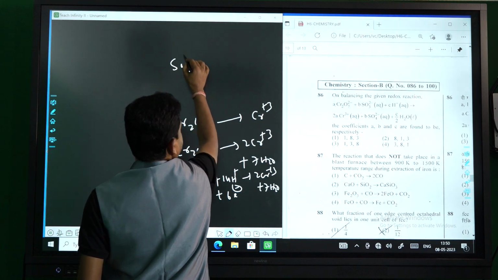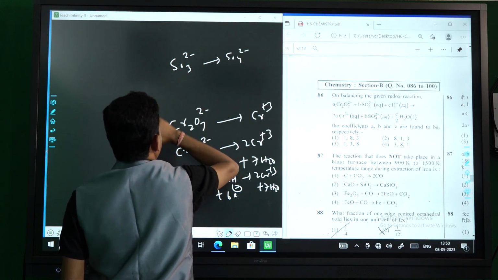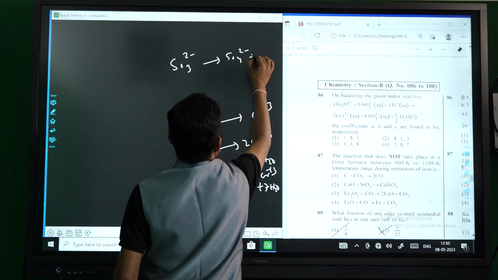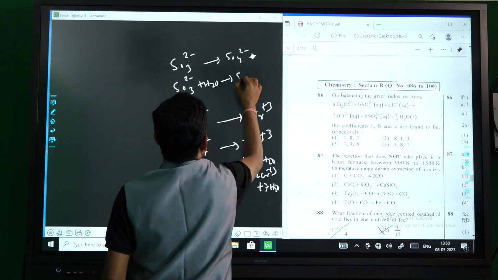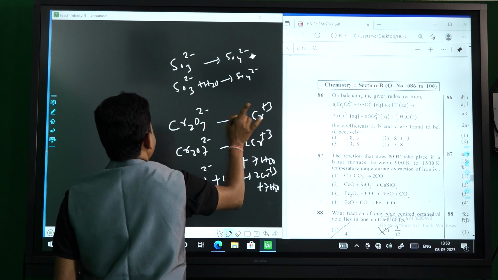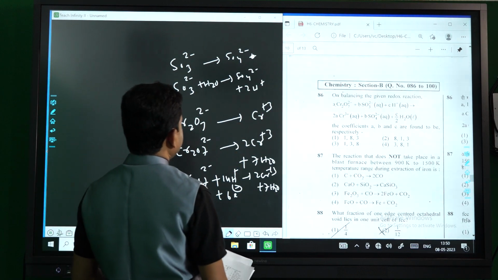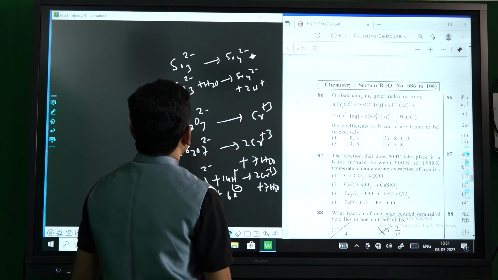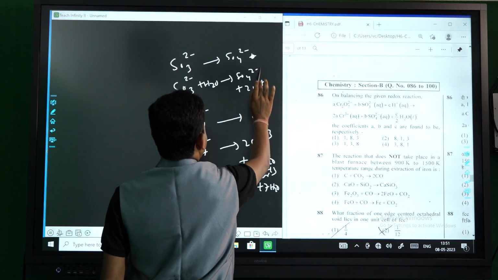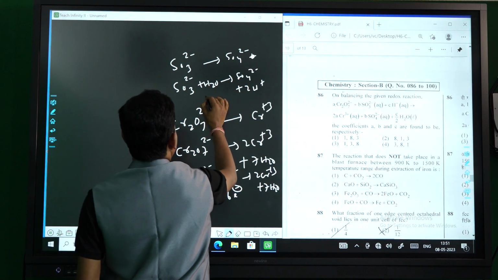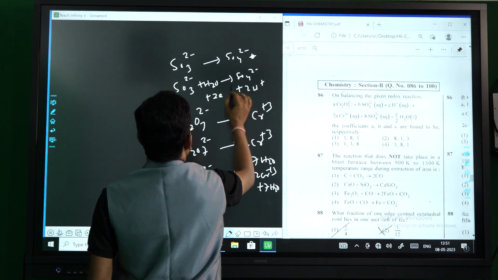Now another part. SO3 2 minus converts to SO4 2 minus. The number of sulfur is the same. Oxygen here is 3. So SO3 2 minus plus H2O gives SO4 2 minus. Sulfur same, oxygen same. So here is 2H plus. Now balance the charge. Here is 2 negative, 2 positive, neutral. So in that case you just multiply by 2 electrons. So neutral.